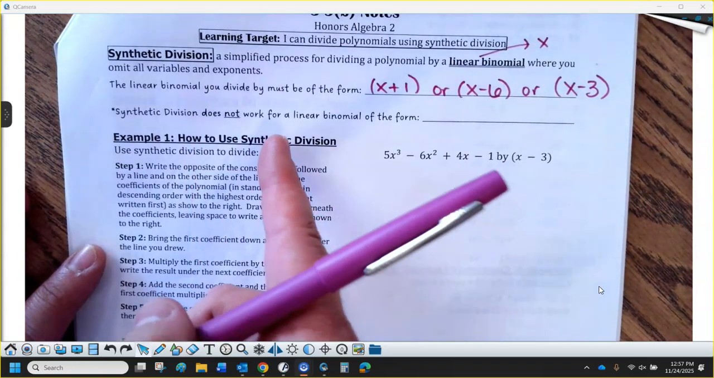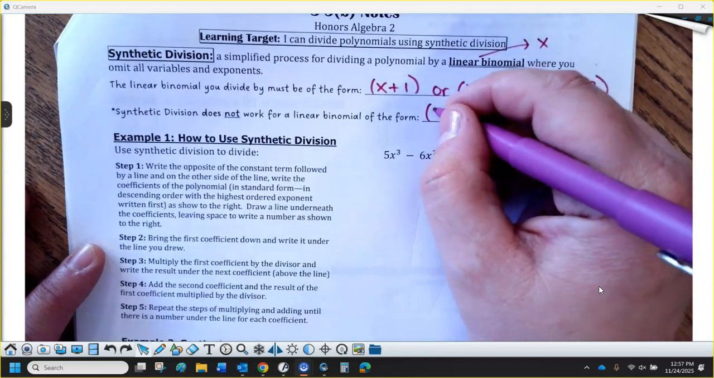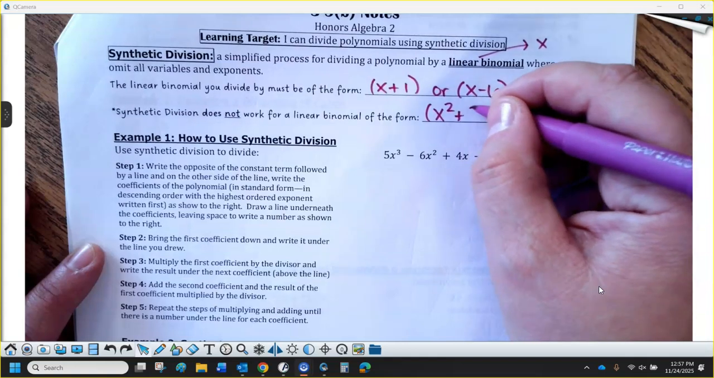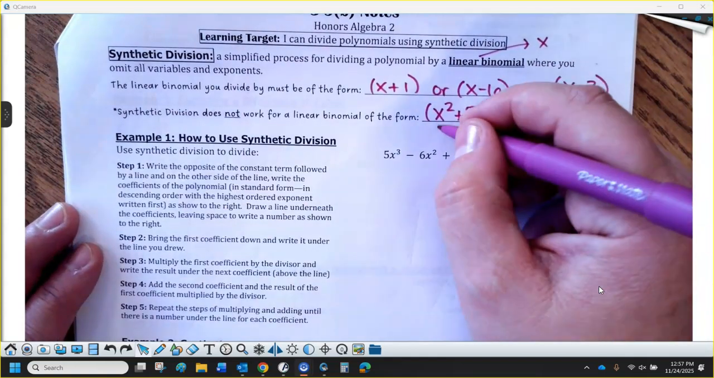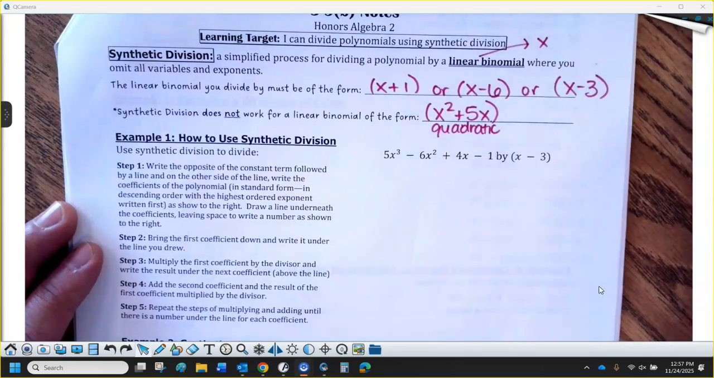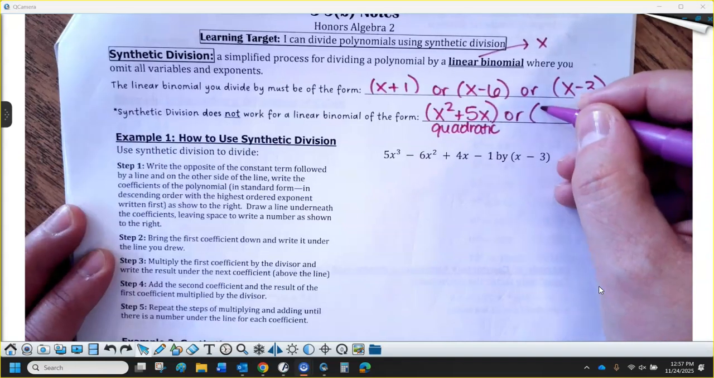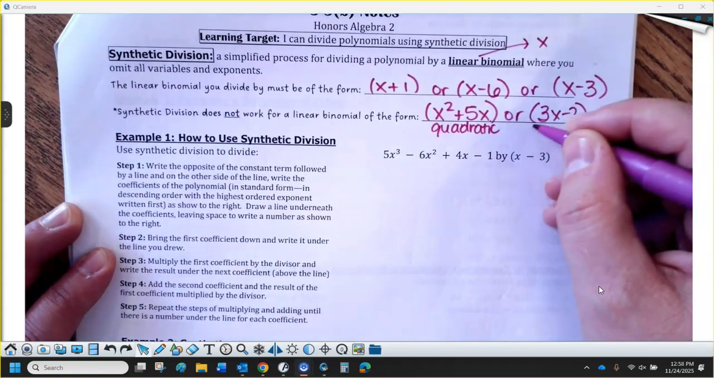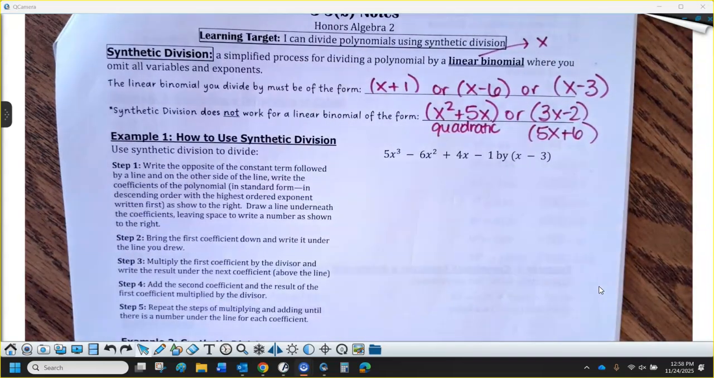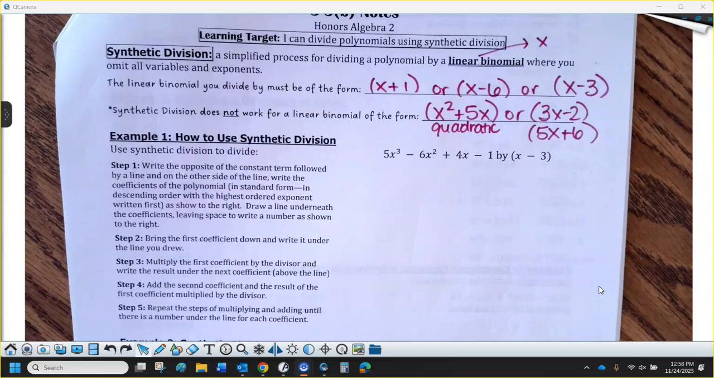Now, if I was dividing by this, it says of the form that's linear, but this would actually be a quadratic. If it doesn't start with a plain x, or if you have something like 3x minus 2, or 5x plus 6, I'm just making something up. If it has a number in front of the x, you cannot use this. If it has x squared or x cubed or something, you're trying to divide by, you cannot use this method.